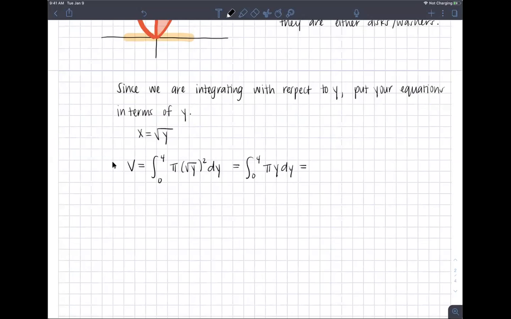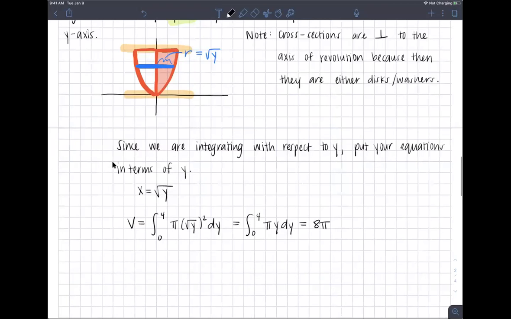I trust you guys to do that one. When you do this, you get 8 pi. So do you guys have any questions about this section?